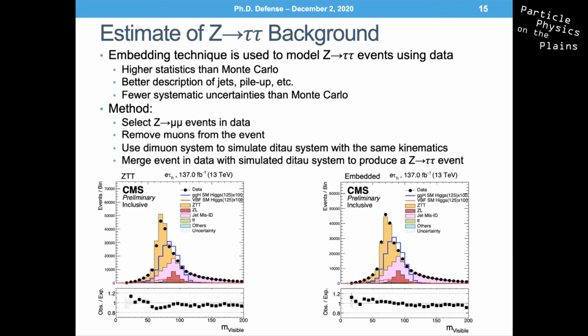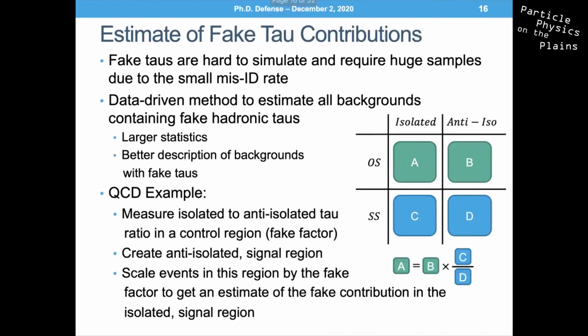And it's hard to see because I've added a lot of channels together here, but the statistical uncertainty is much smaller using the embedded. So this is great. This gives us a great estimation of our Z to tau tau background. So that's our largest background. And then we also want to do a data-driven method to estimate the contribution from fake taus.